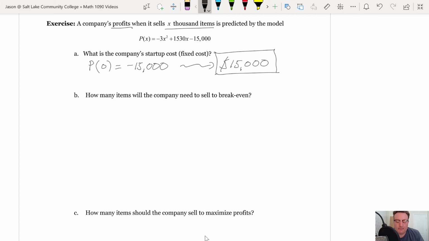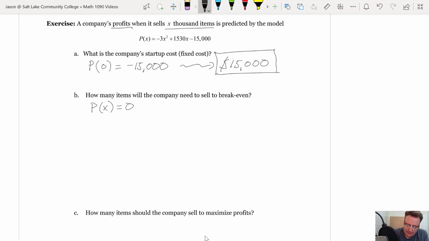Okay, part B. How many items will the company need to sell to break even? Notice this is very similar, but just subtly different. Breaking even is when your profit equals 0, not when the number of items made and sold is 0, but the profit is 0. So we want to set not x equal to 0, but y, the output of the function, equal to 0.